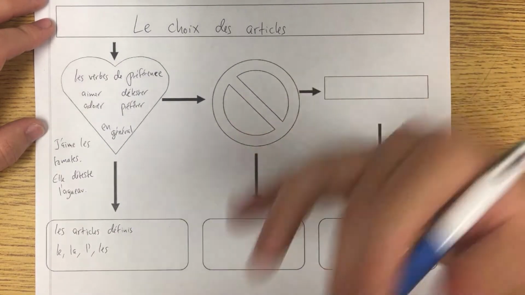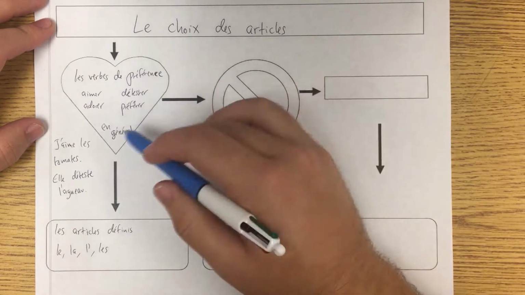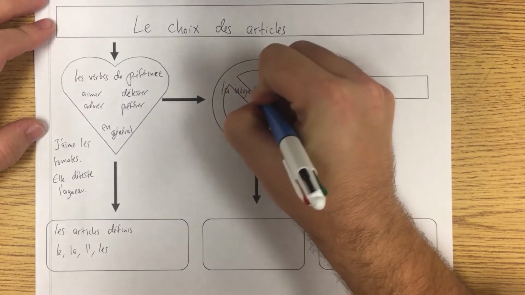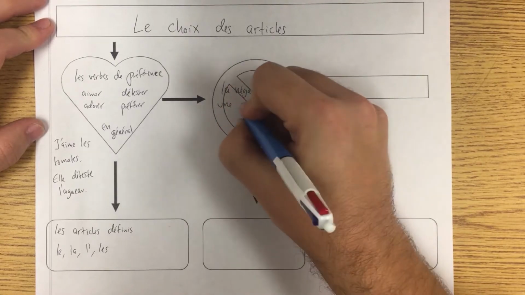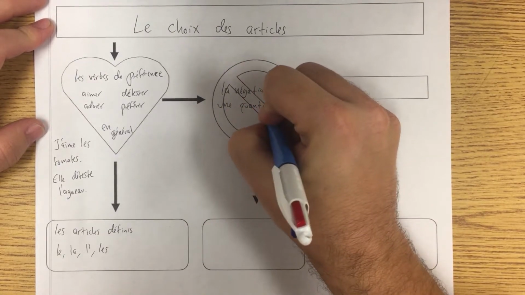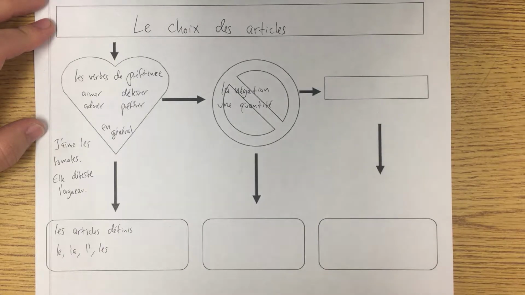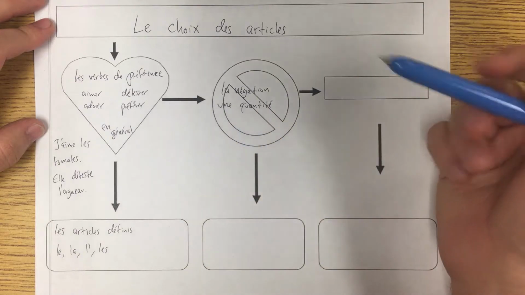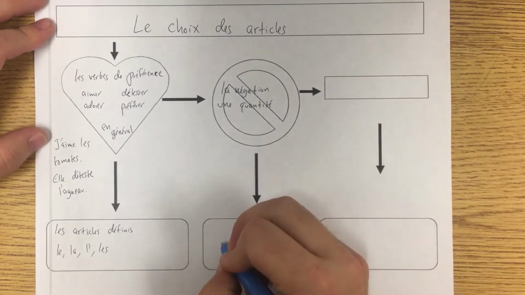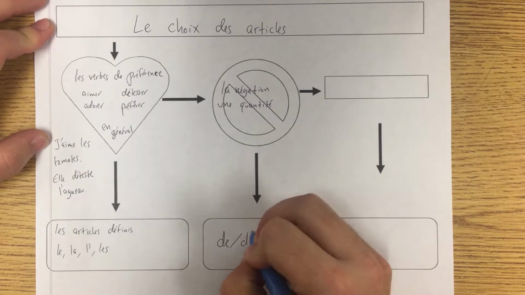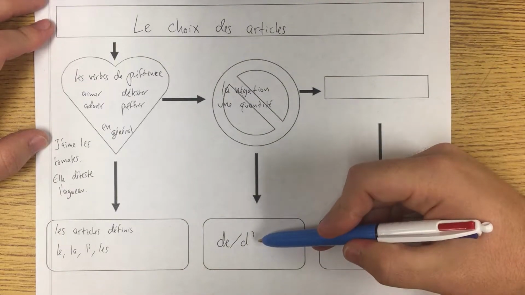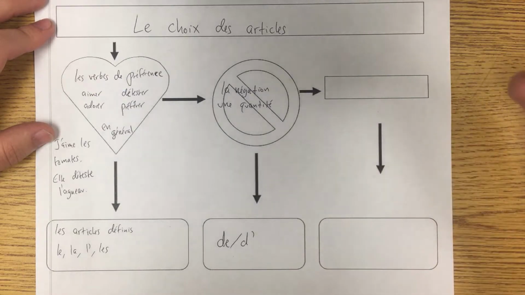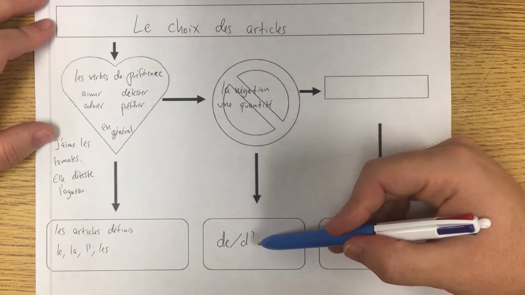If there is no verbe de préférence that you are using, you're going to keep going dans le processus, and you're going to look for either la négation ou une quantité. Now we're going to get into les quantités la semaine prochaine. But if you don't have un verbe de préférence, you're going to continue and you see that it's une phrase négative, we're going to use two different articles. We'll either use de ou d'apostrophe. We'll use d'apostrophe if your noun starts with a vowel or a vowel sound. Even if your noun is plural, we're going to use de ou d'apostrophe.